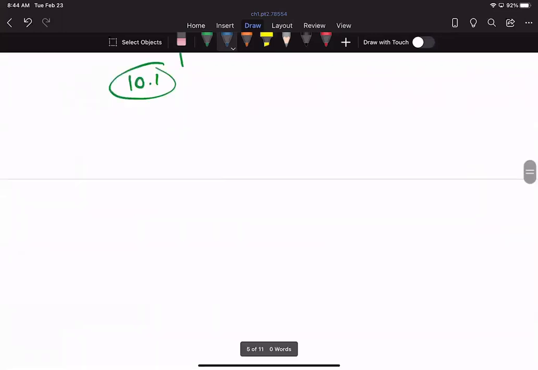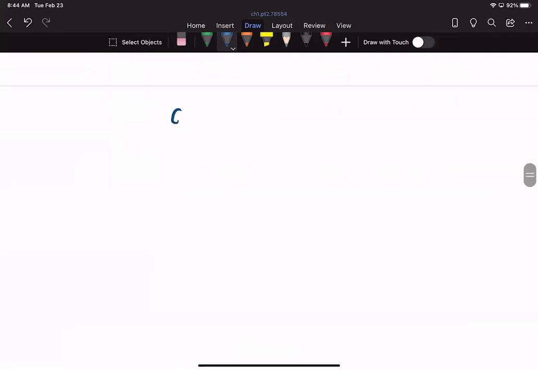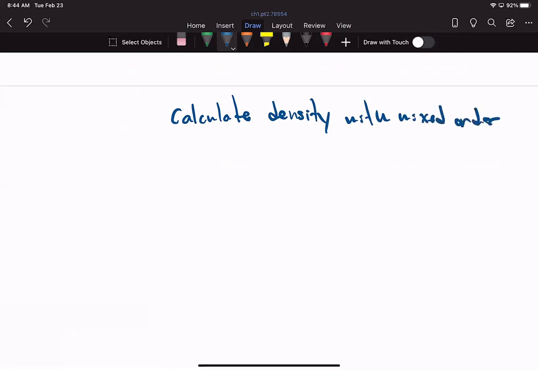So let's actually do one where we're going to calculate density with mixed order of operations.